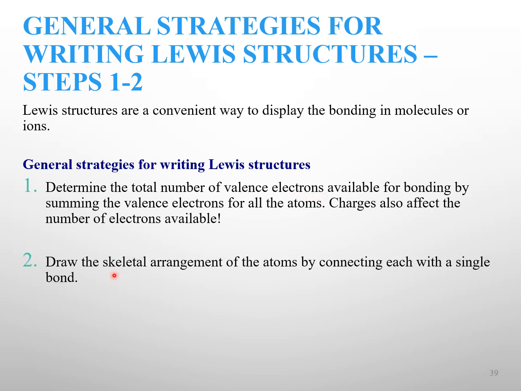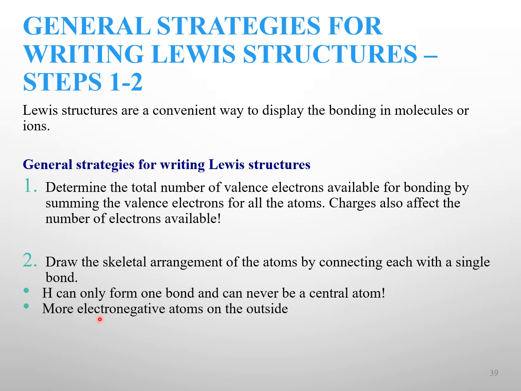And then the next thing is we try to arrange the atoms by connecting each one with a single bond. You always put the more electronegative atom on the outside, and you put hydrogen on the outside as well. Hydrogen can only form one bond, so it can never be in the middle, so it has to be on the outside. And you also put more electronegative atoms on the outside.